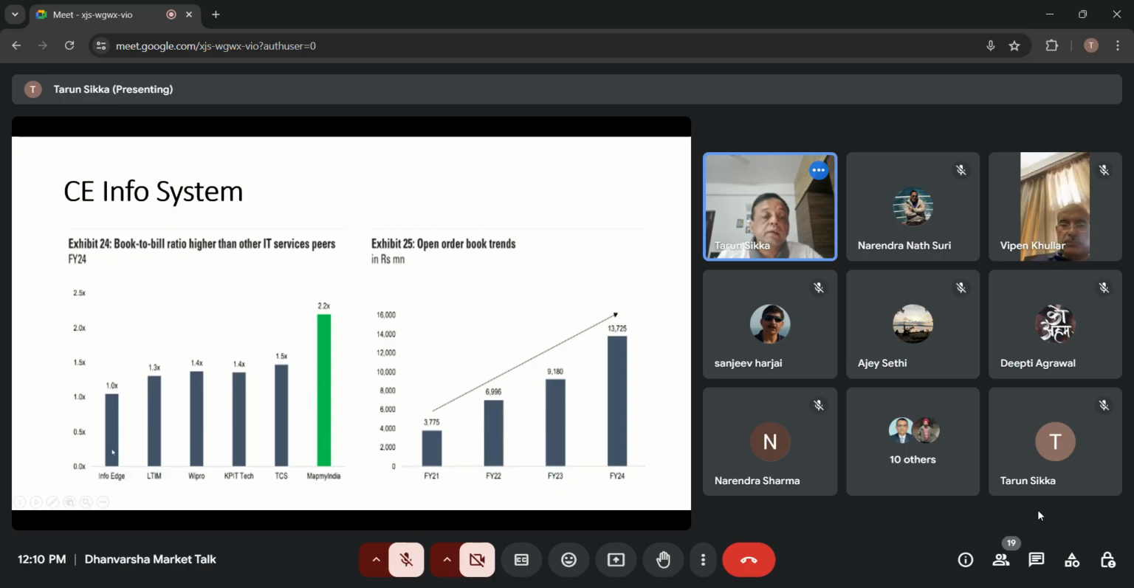Now, if you see here, you must take it as an IT company. If you compare the book to bill ratio, it is higher than other IT services. This is InfoEdge, LTIM, Wipro, KPIT 1.4 times, TCS 1.5, and Map My India 2.2x. Book to bill is very simple. This is how much of new contracts they have got over the revenue for the year they have already done. And open order book trends are going up.